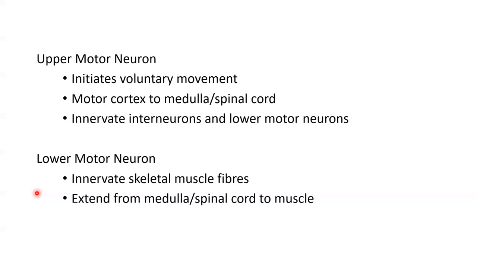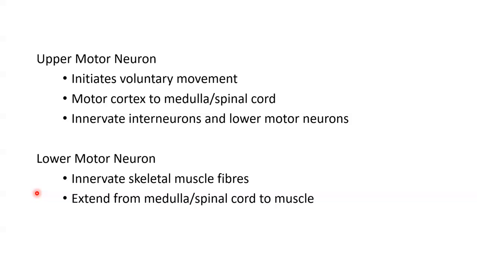Damage to an upper motor neuron can cause things like muscle weakness, slowness of movement, overactive reflexes, and quite tight and stiff muscles. Damage to an upper motor neuron is typically a result of conditions like stroke, MS, cerebral palsy, and a traumatic brain injury.